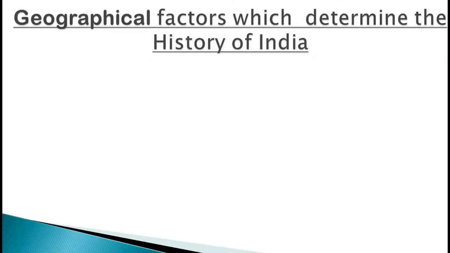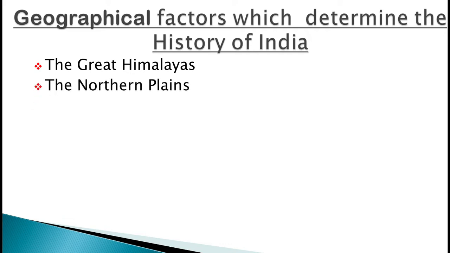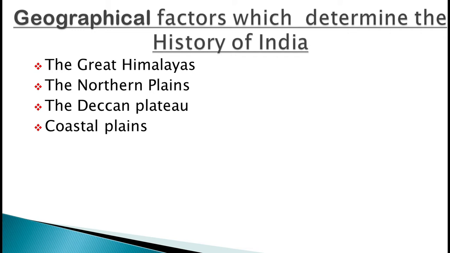Dear students, now let's see which are the geographical factors which determine the history of India. There are 4 factors which determine the history of India, and these factors are the Great Himalayas, the Northern Plains, the Deccan Plateau, and the coastal plains. Now let's study these factors in detail one by one.